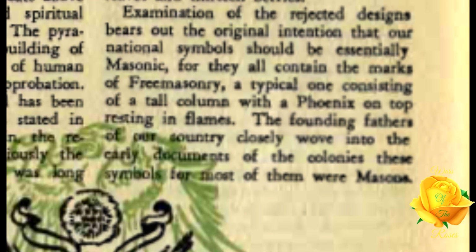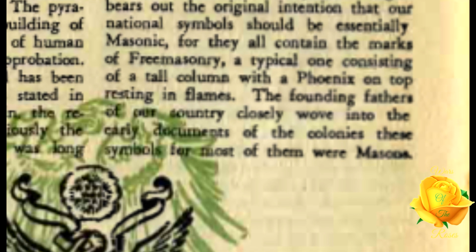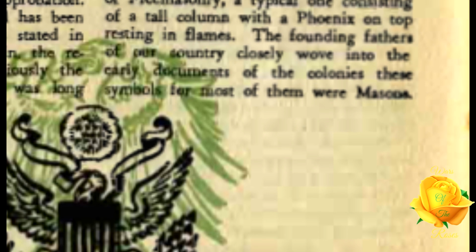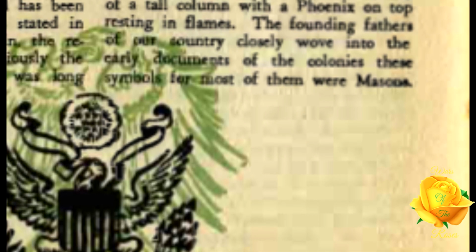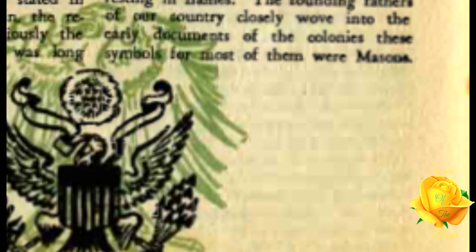Examination of the rejected designs bears out the original intention that our national symbols should be essentially Masonic, for they all contain the markings of Freemasonry. A typical one consisted of a tall column with a phoenix on top resting in flames. The founding fathers of our country closely wove these symbols into the early documents of the colonies, for most of them were Masons.